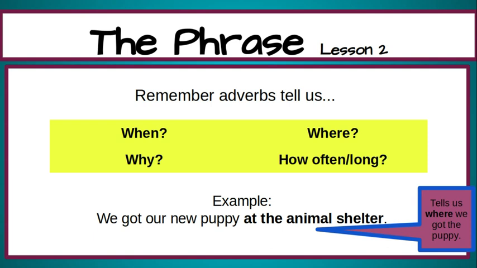For example, we got our new puppy at the animal shelter. Where did we get our new puppy? That is being answered by our adverb phrase there, at the animal shelter. It's answering where we got something. That action of getting, it's telling us where we got it.